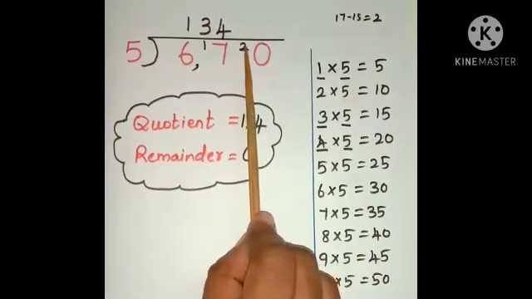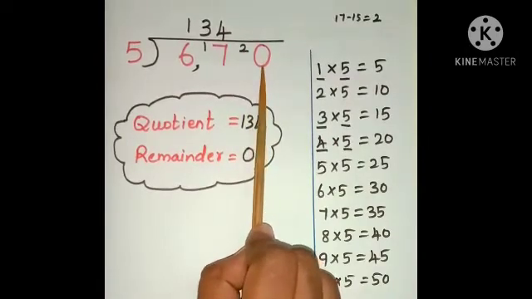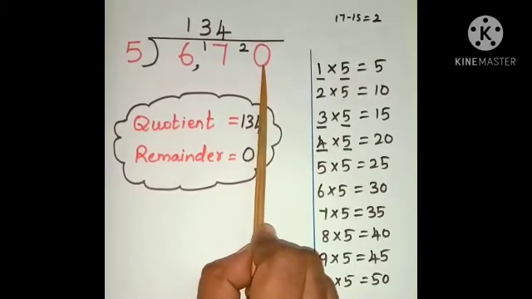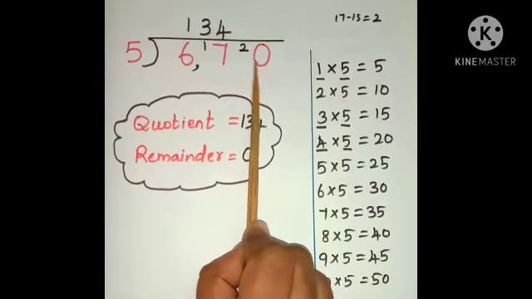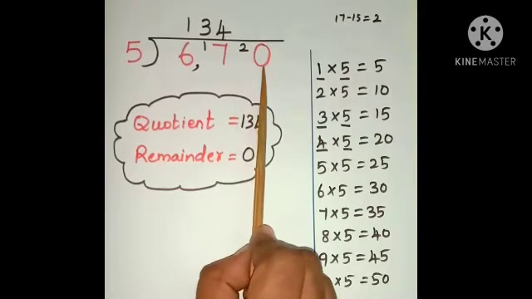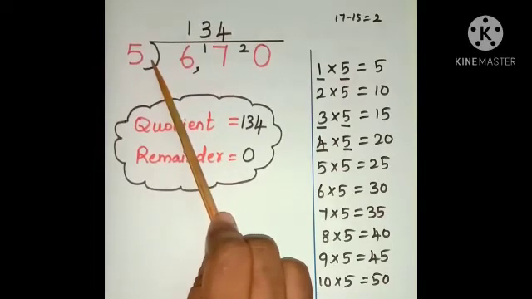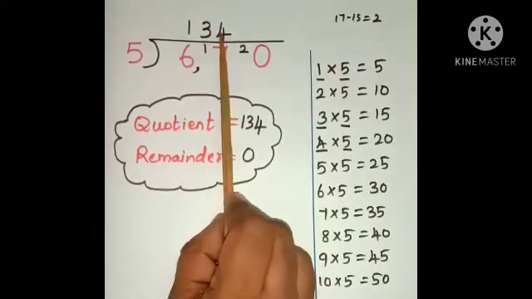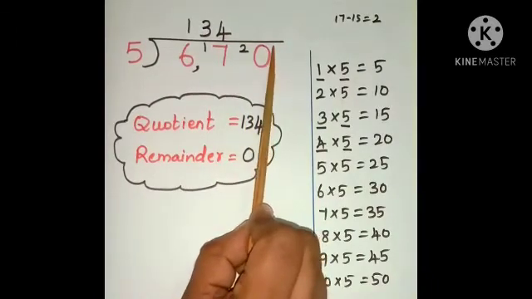17 minus 15 is 2 and the remainder is 2. Combine the remainder, which is in the superscript of 7, with the next digit of the dividend 670. Here the last digit of the dividend is 0, so the new 2-digit number is 20. Now students, divide 20 by 5. It is exactly divided by 5, that is 4 5s are 20. Now here we get 134 as a quotient and there is no remainder in this division.